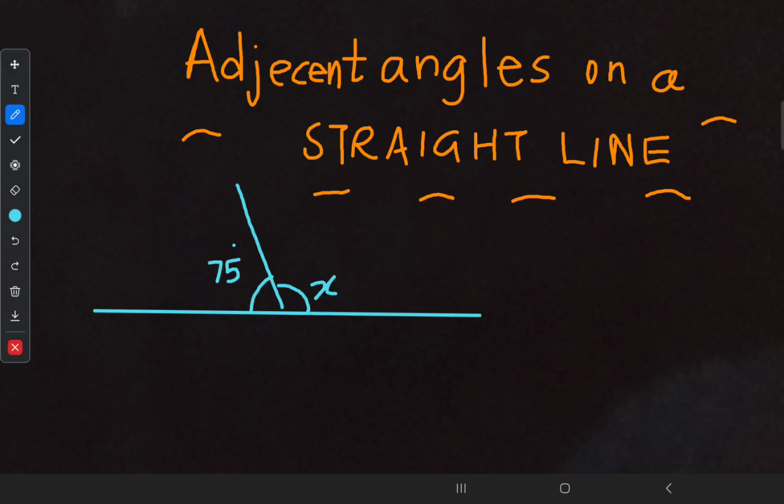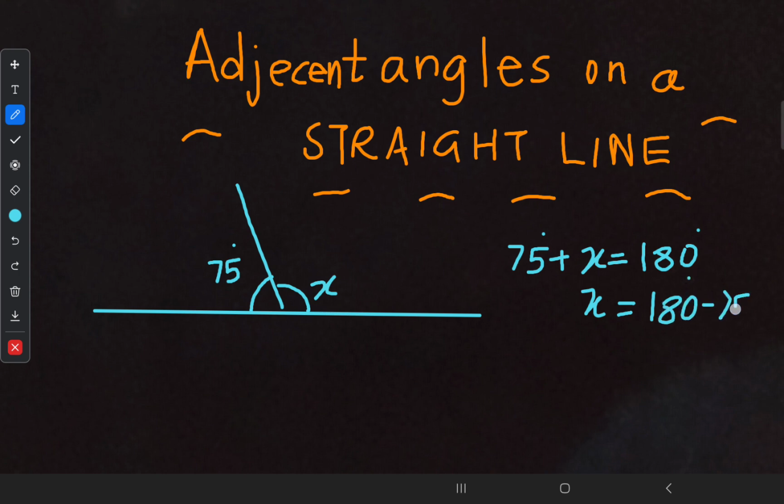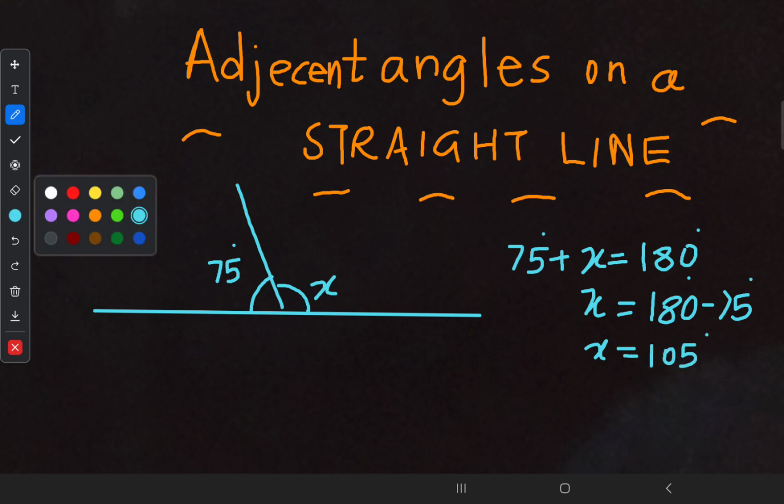So the sum of these two, 75 plus x, would equal 180. Then to find the magnitude of x, from 180 you should subtract the 75 degrees. So that will give you x as 105 degrees. That's the way we need to find the magnitude of x.